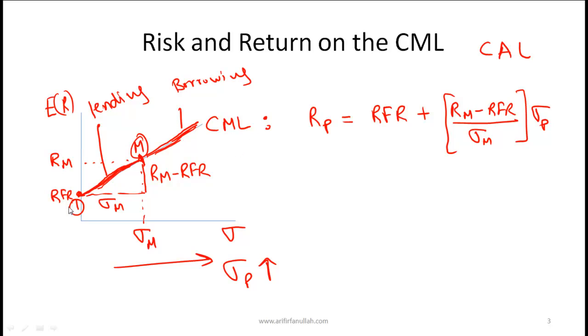A simplistic assumption over here is that the lending rate, which is, say, your T-bill rate, is the same as the borrowing rate. Because of that simplistic assumption, our CML is a straight line.